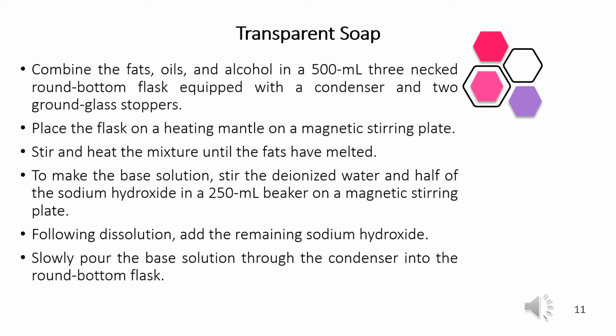After this, place the flask on a heating mantle on a magnetic stirring plate. So, after combining the fat salts and alcohol, we will place the flask on a heating mantle on a magnetic stirring plate. Stir and heat the mixture until the fats have melted. So, when these mixtures are stirred and heated, the fats are melted.